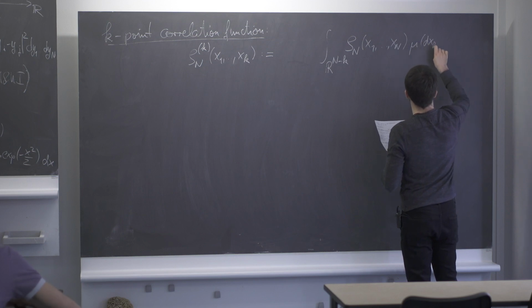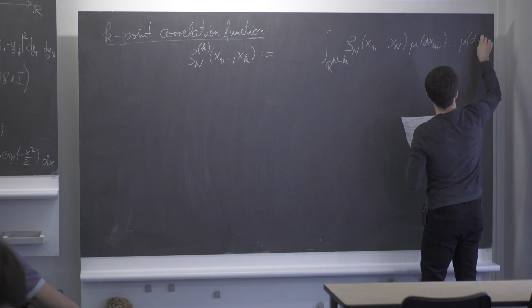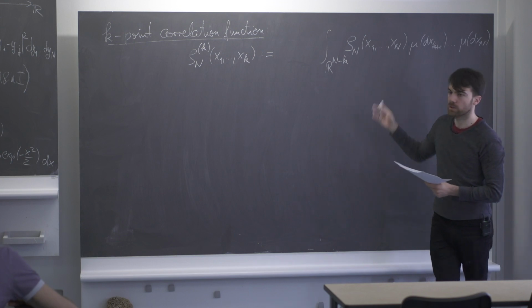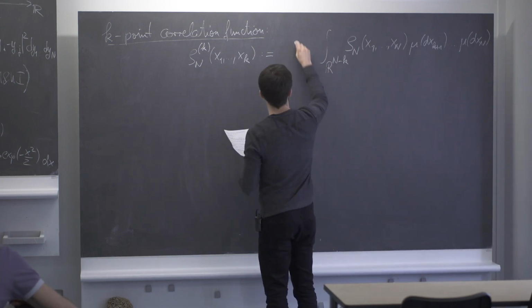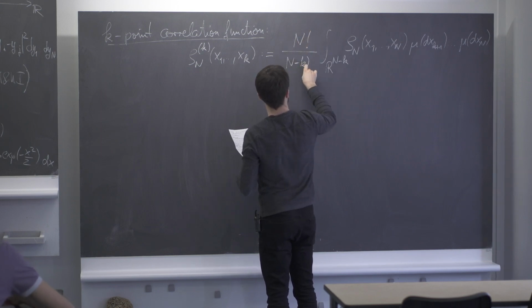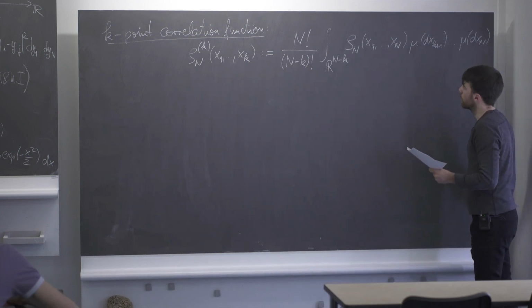And of course the reference measure is still our Gaussian measure mu. Okay, so they're integrated out, but now the eigenvalues are somewhat interchangeable, so we have to have a normalization factor here, which looks as follows. It's n factorial over (n minus k) factorial, right?